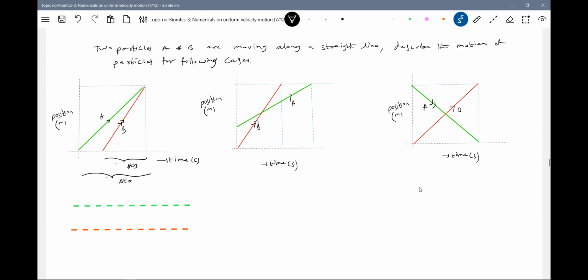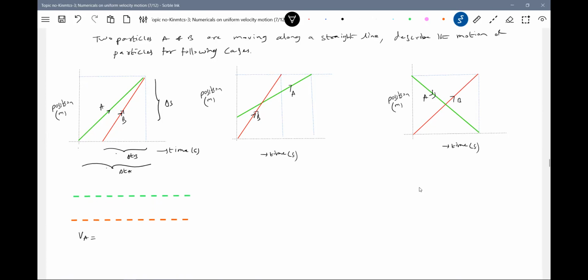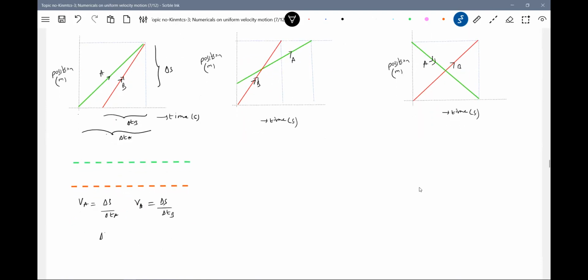delta TA. This will be delta S. So VA... delta TB. So delta TB is less than delta TA. So VB is greater than VA. So who is having more speed? Particle B is having more speed than A. Who will start early? A will start early. And both will reach the destination simultaneously.